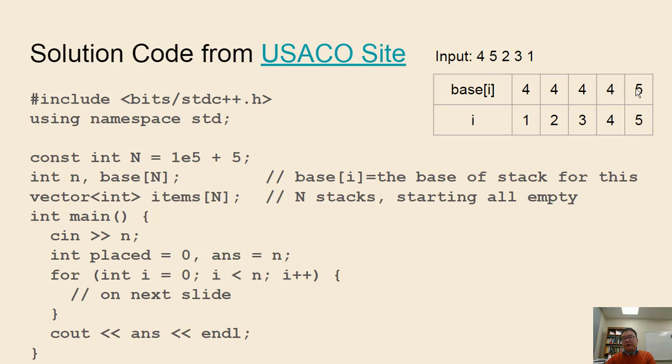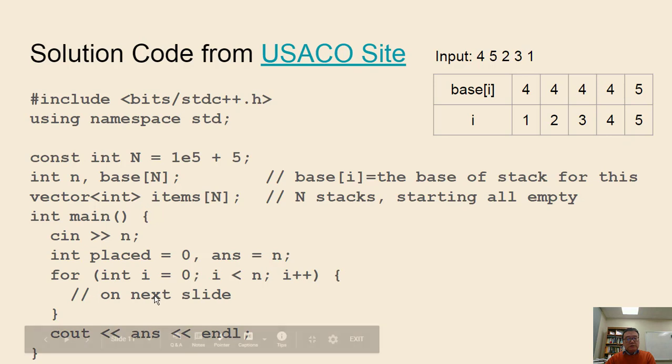And the next one is 5. At that point, this base array is still 0 at 5. So then we know it has not been assigned a stack yet. So we'll put down 5 here. But the next one is already filled with value 4. It's already non-zero. So then we know only 5 should go in this stack.